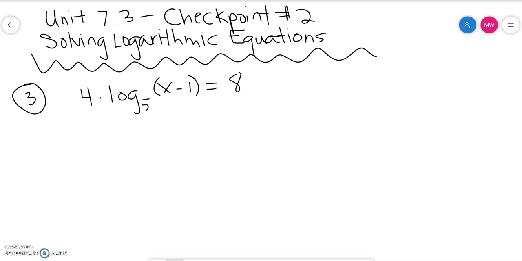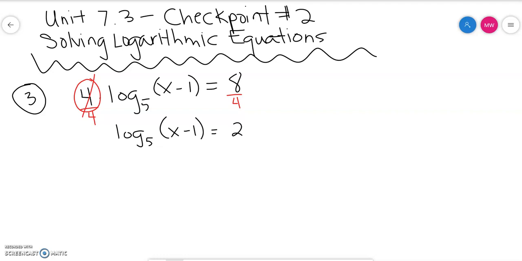So I'm going to start with number 3, where we have 4 times log base 5 of x minus 1 equals 8. And we know from previous problems that the first thing we want to do here is cancel out that 4 in the very front. So since the 4 is being multiplied, I'm just going to divide by 4 on both sides. So that's going to give me log base 5 of x minus 1 equals 2, because 8 divided by 4 is 2.